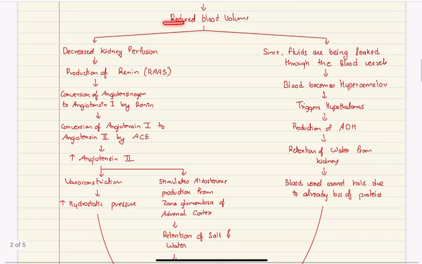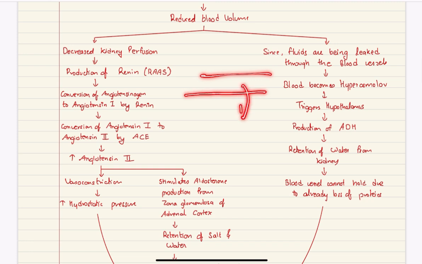Also, due to reduced blood volume, the fluids that are being leaked through the blood vessels will become hyperosmolar. Okay, since the clear fluids are leaking out from the blood vessels, only the particles, the proteins and other cellular components, will remain inside the blood vessels. This will increase the osmolarity of the blood vessel.